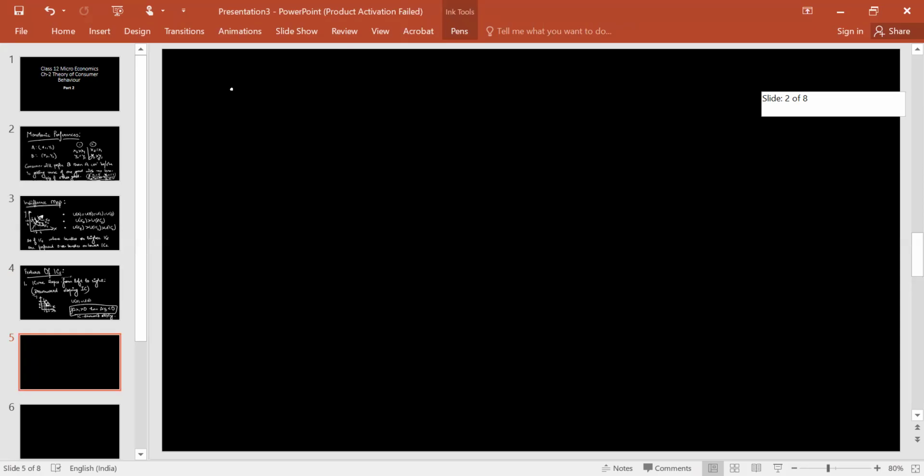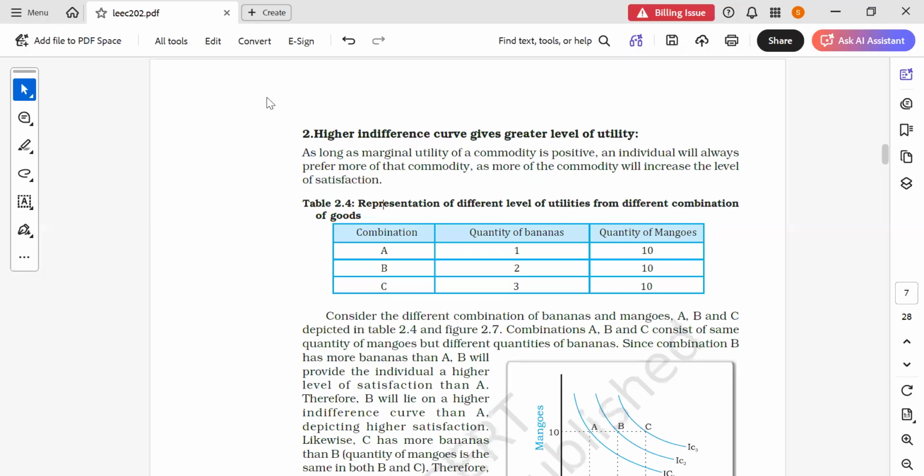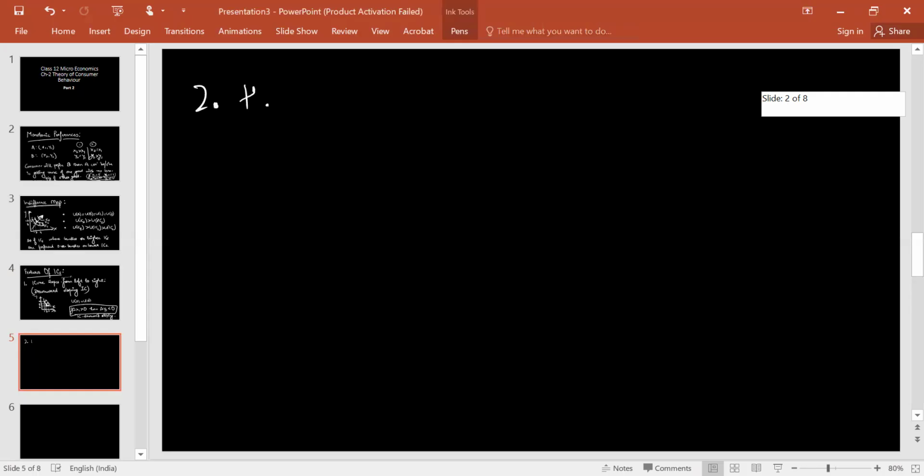Now comes the next feature of indifference curve. The next feature of indifference curve is that higher indifference curves give a greater level of utility. That is what we have understood earlier also. Higher indifference curve gives higher levels of utility.